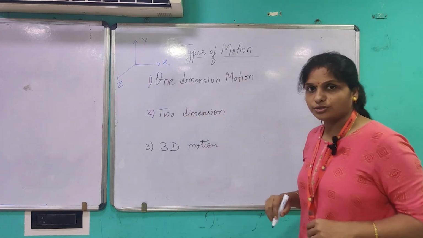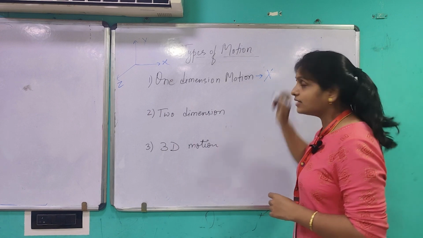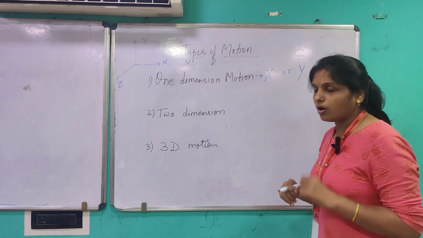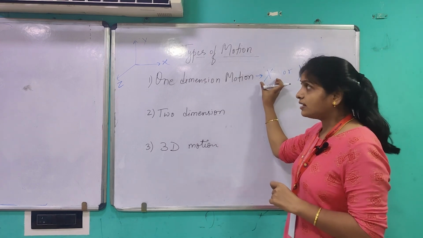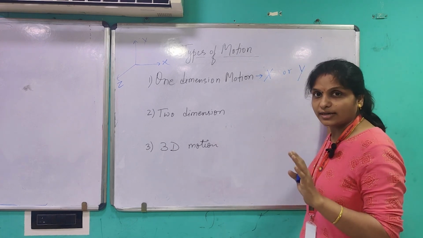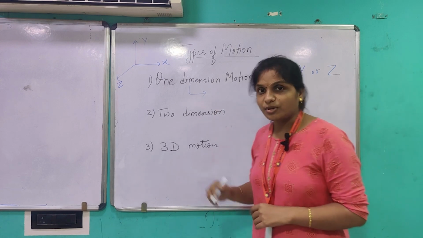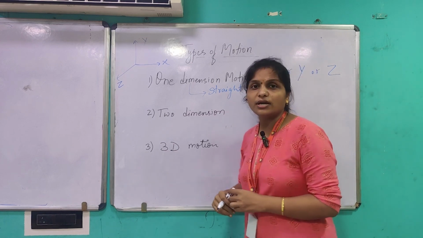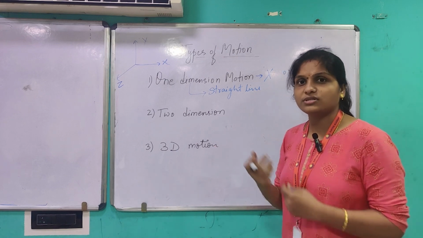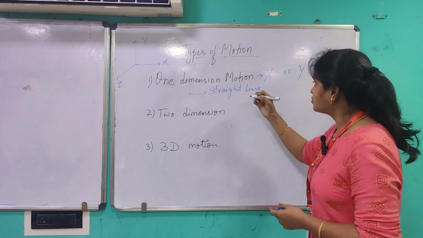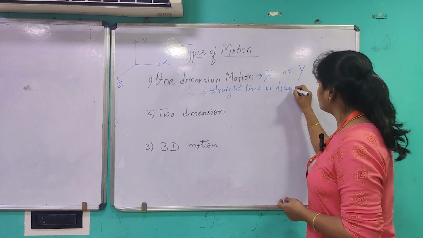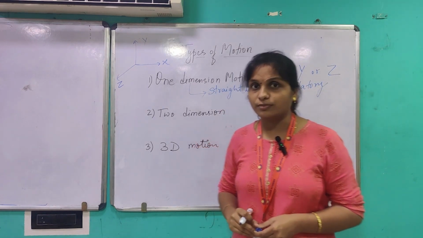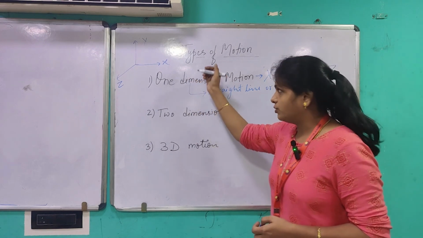So what is one dimension motion? One dimension motion includes either the x-axis or the y-axis or the z-axis. I am using "or", remember this. Either only one axis: only the y-axis, or only the z-axis. Another name for one dimension motion is straight line motion. A straight line has only one dimension. Straight line motion, or your favorite name, translatory motion, or translation motion. You might have seen this in books. All these names are for one dimension motion only. We say 1D.